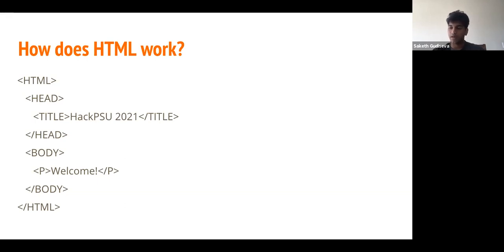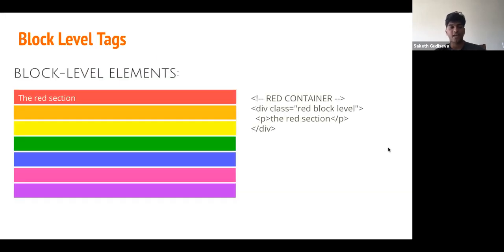And there are two classifications of tags. There's a block level tag and there's an inline tag. Understanding the difference between these tags is important because it will help you better understand the structure of a web page and how it's displayed. Block level tags are any tags that take up the full width of the page from left to right. Visually, this is how it would look with all the colors.